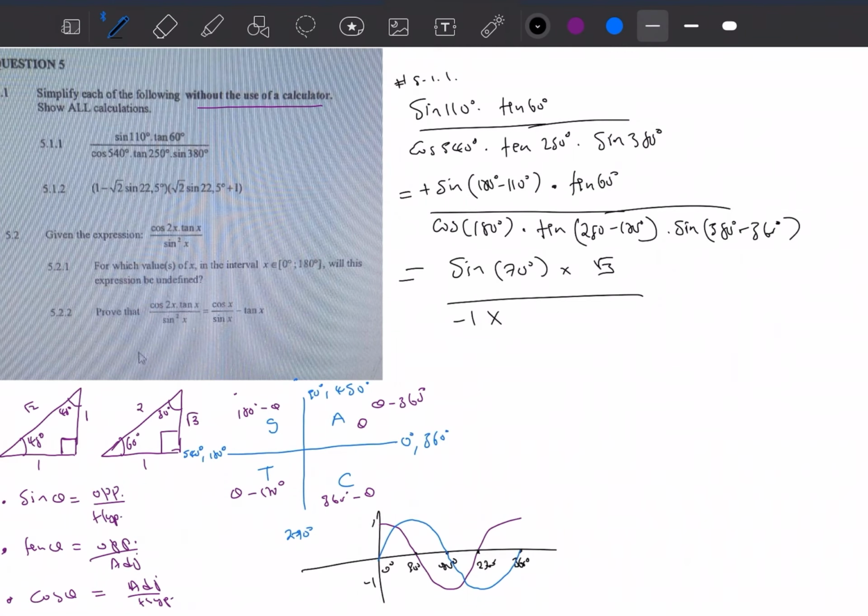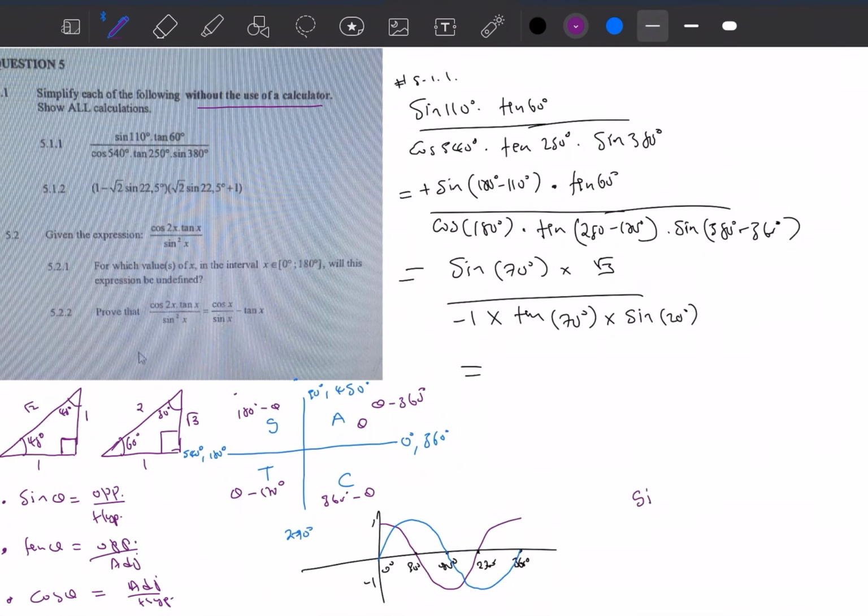Now tan, so you have tan 250 minus 180, that's 70, so tan 70 degrees. And then you have sine 380 minus 360. 380 minus 360 is 20, so you have sine 20 degrees.